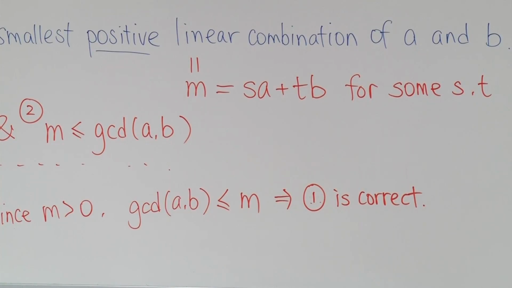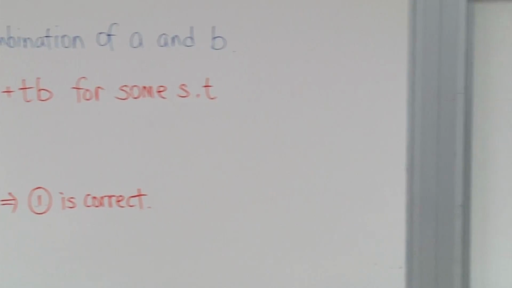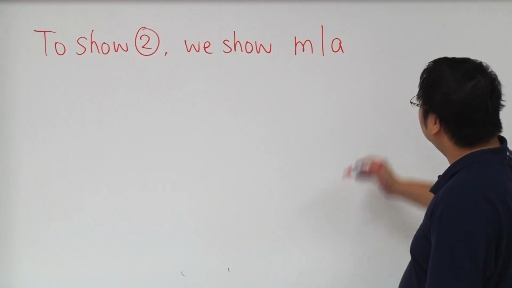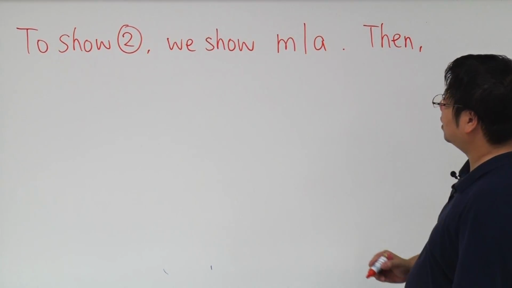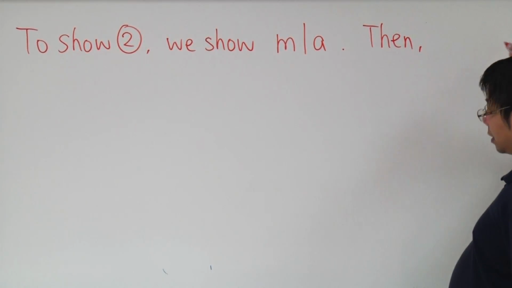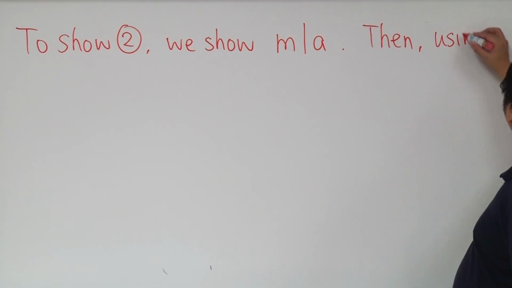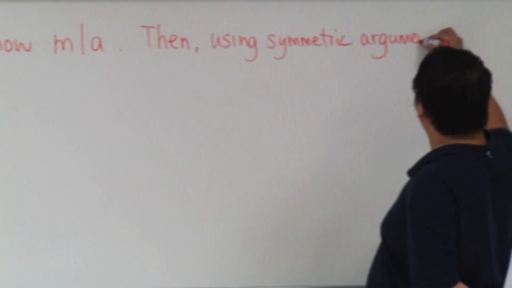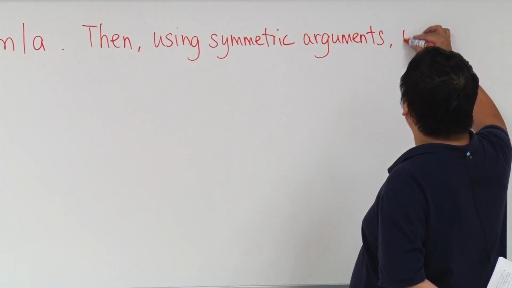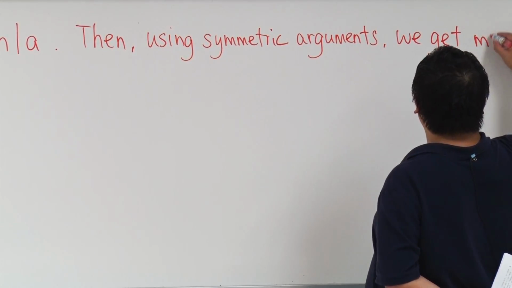Okay, so the proof continues here. So to show 2, we show M divides A. So if we can show M divides A, then using symmetric arguments, we can get M divides B.